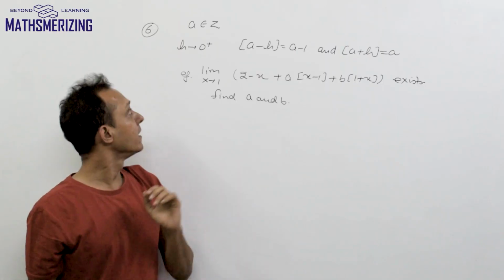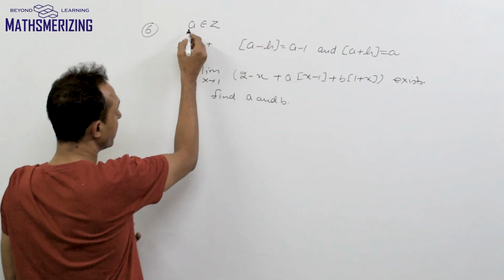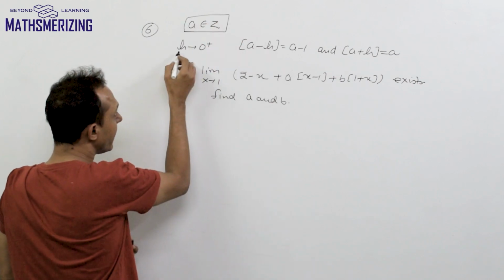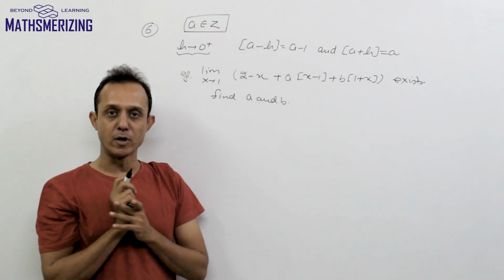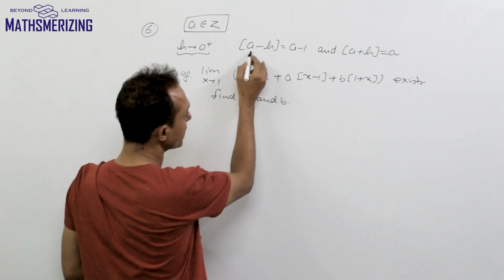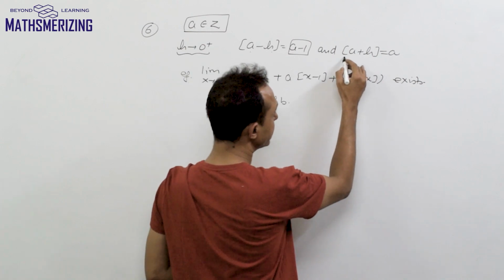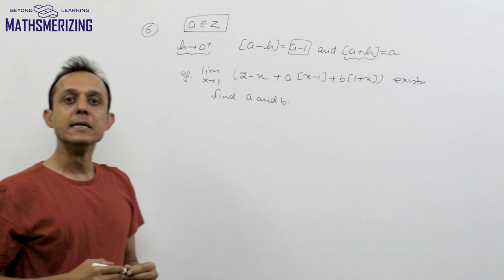Now the sixth property of the greatest integer function again has something to do with limits. Suppose I have any number a which is an integer, and h is a very small positive number which is nearly 0, then the greatest integer function of a minus h will be a minus 1, and the greatest integer function of a plus h will be simply a.